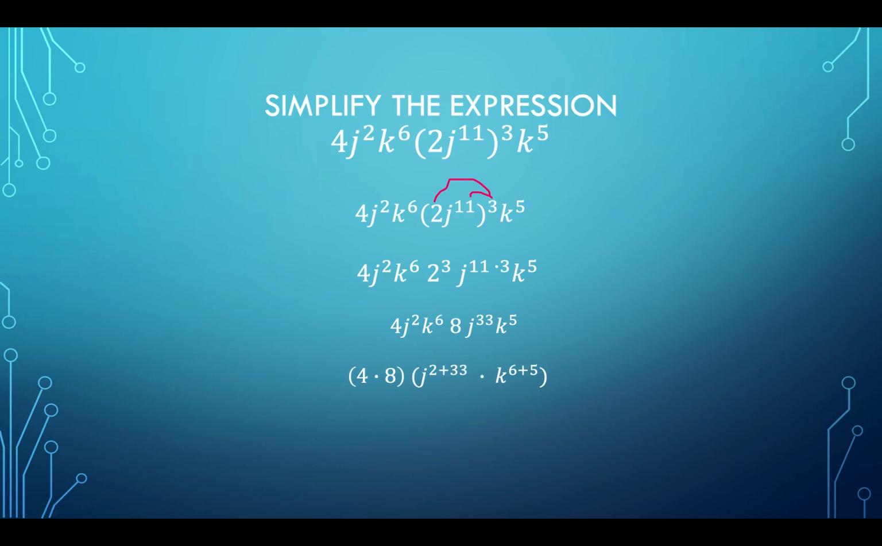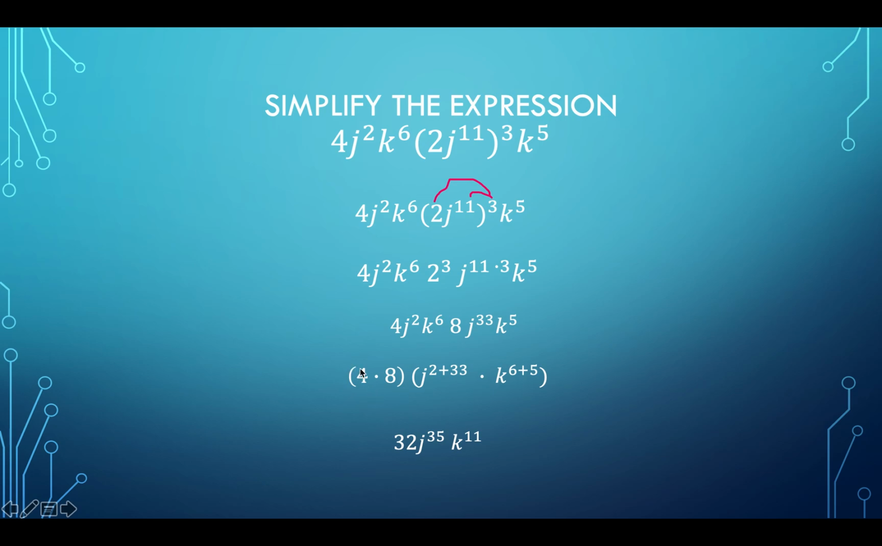Next, what I'm going to do is pull out all of my numbers, just the numbers, leave the variables there. So I'm going to take out the 4 and the 8, and I'm going to put them right in front. It's going to be 4 times 8. And then I'm going to group my like variables together. So I'm going to find all my j's and take their exponents. So I have j squared and j to the 33rd. When we multiply exponents, we're going to basically be adding them. So we have j to the 2 plus 33, and now I'm going to go ahead and get my k's, k to the 6th and k to the 5th.